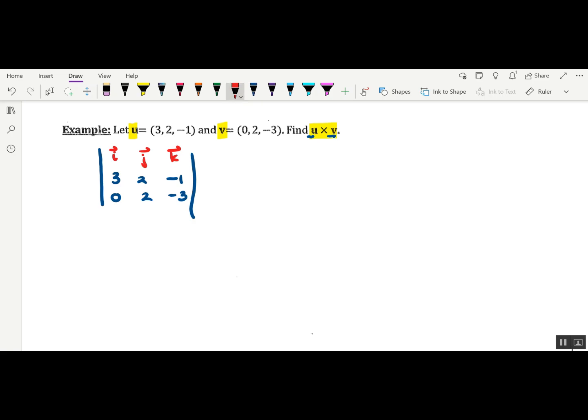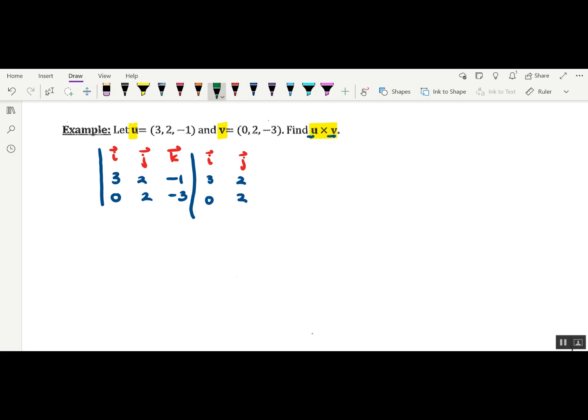Now recall, with the Rule of Sarrus, you have to generate two additional columns to the right of the determinant bars, and those two columns are going to be columns 1 and 2. So let's jot down i and j over to the right. Then underneath that, the entries 3 and 2, and underneath those, the entries 0 and 2.